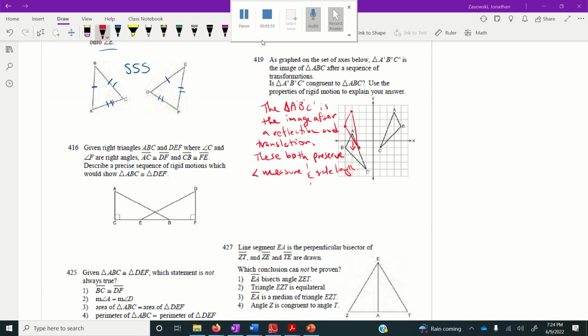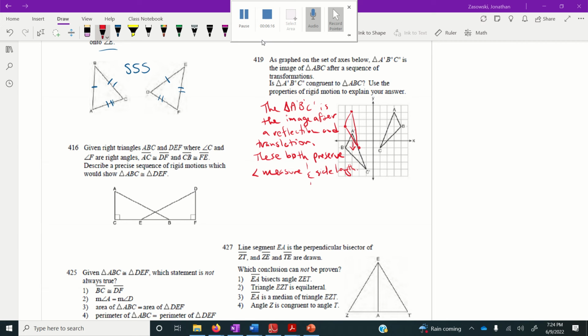So they both preserve angle measure and side length, and then you'll be able to just basically say that they're congruent because of ASA or SAS, any one of those things. You also could just get specific to the fact that when you perform the rigid motion, there was no dilation made. So the triangles are going to be congruent because the side lengths are the same.